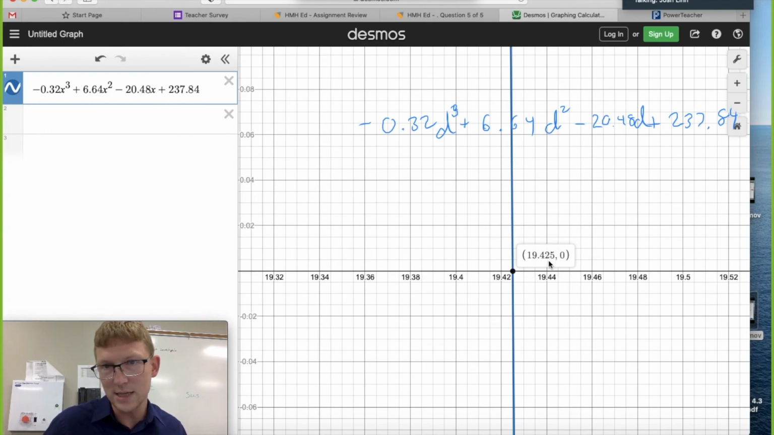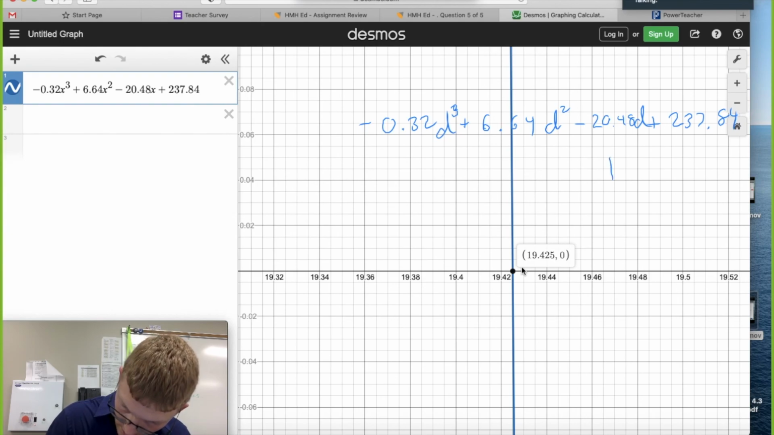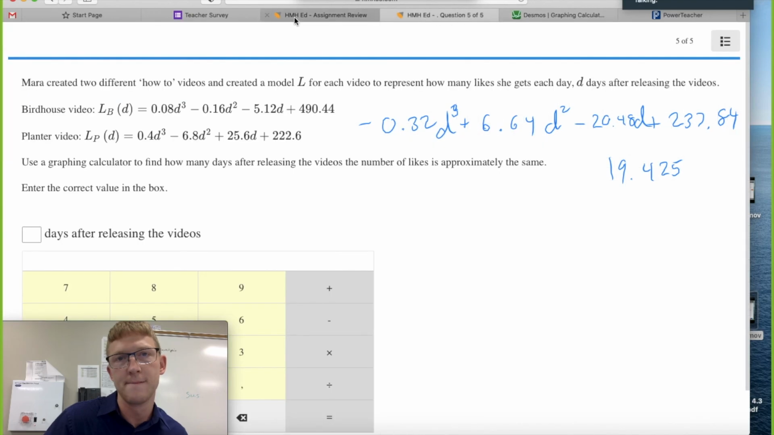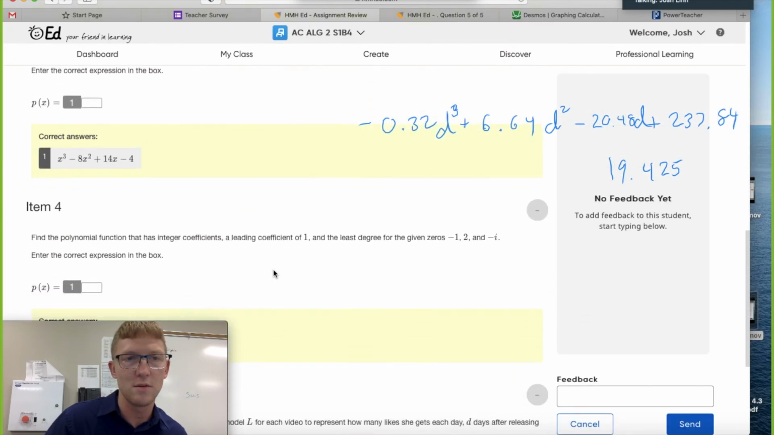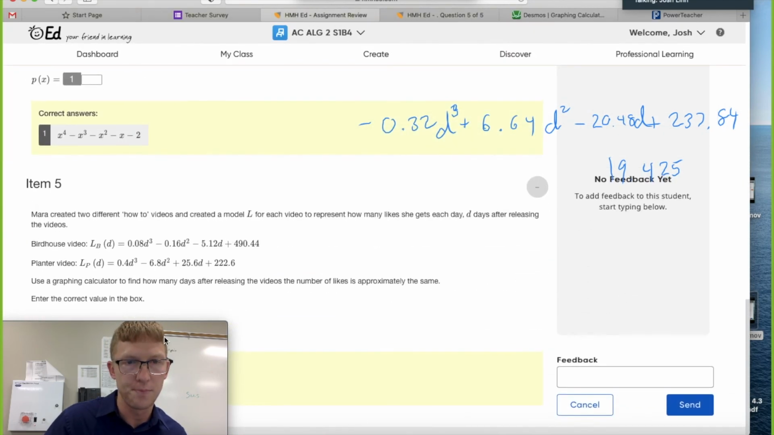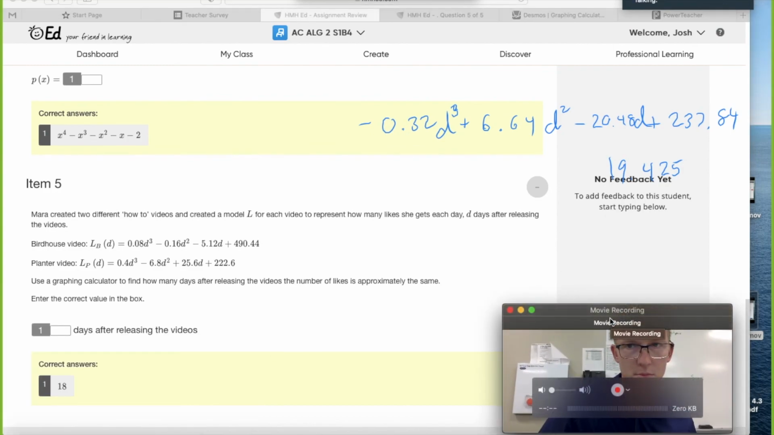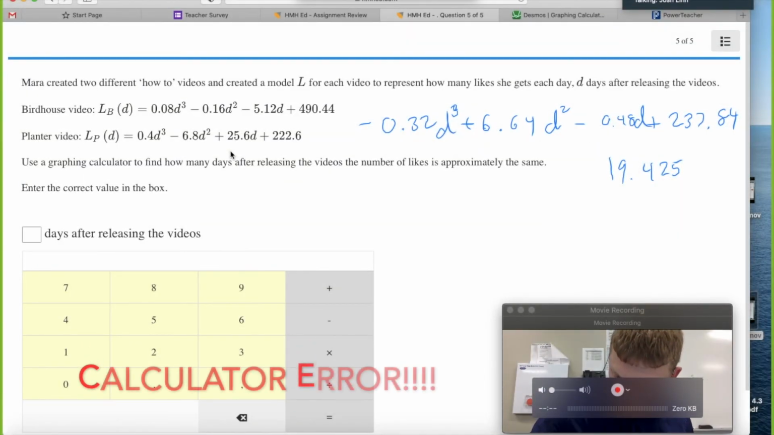So we're going to take 19.425, and we're going to see if that is our answer. They got 18. This is the number that I went wrong at. Apparently I don't know how to work a calculator. Don't mind me.